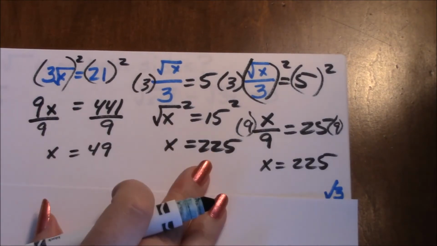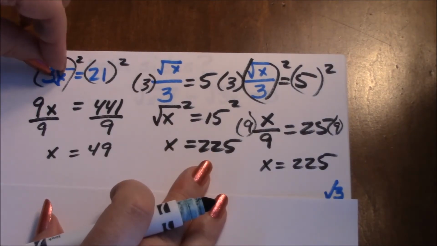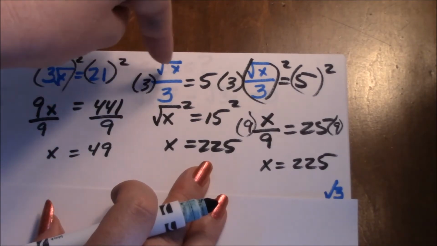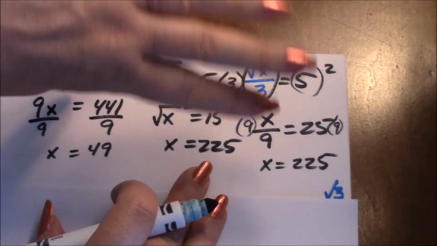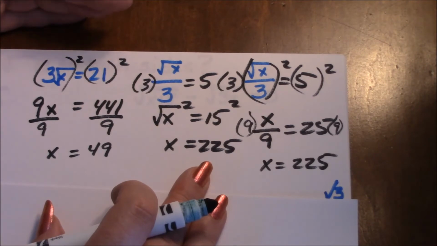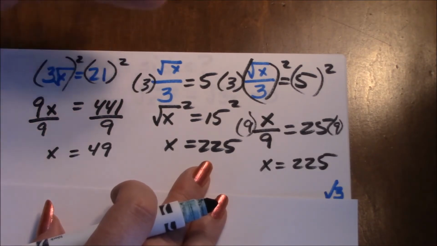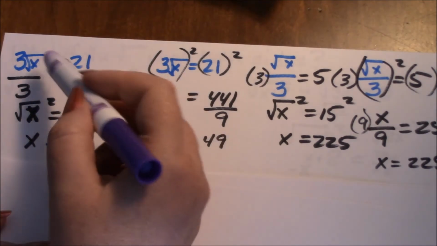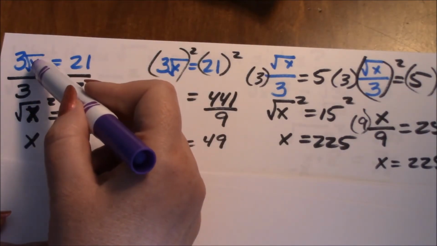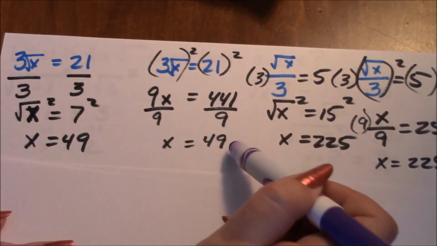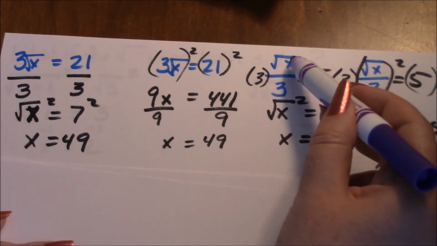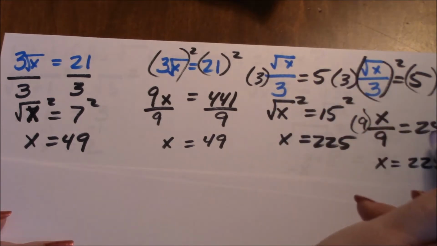So you get to pick your favorites, as long as everything is either multiplied or divided by that root x, and you've already dealt with all of the addition and subtraction parts, then you're good. Now we're going to go back and check. 49 stuck in the square root: 3 times 7 is 21, so that works. And 225, square root of that is 15, divided by 3 is 5, so that works.